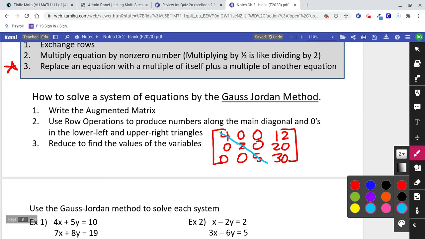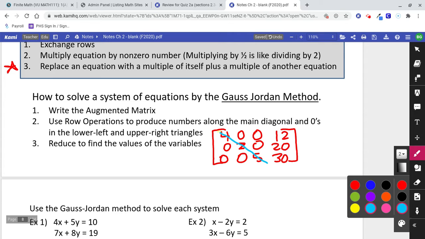Okay. Echelon Method, we had numbers in that triangle. But this is a little bit harder because we're going to have to produce more zeros. So look at all the zeros. See all those zeros? All those zeros mean we're going to have to do a row operation to produce those zeros.